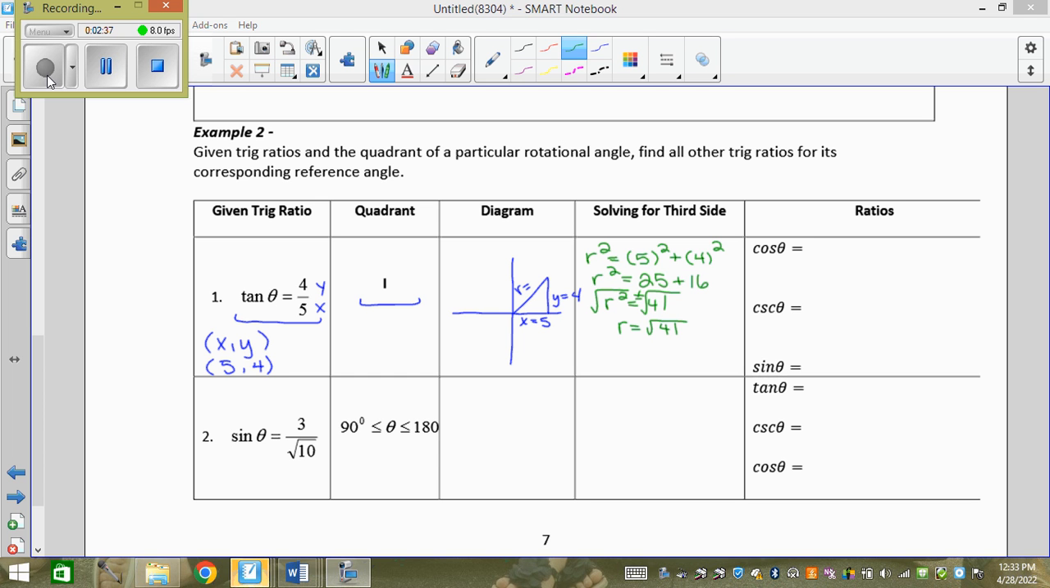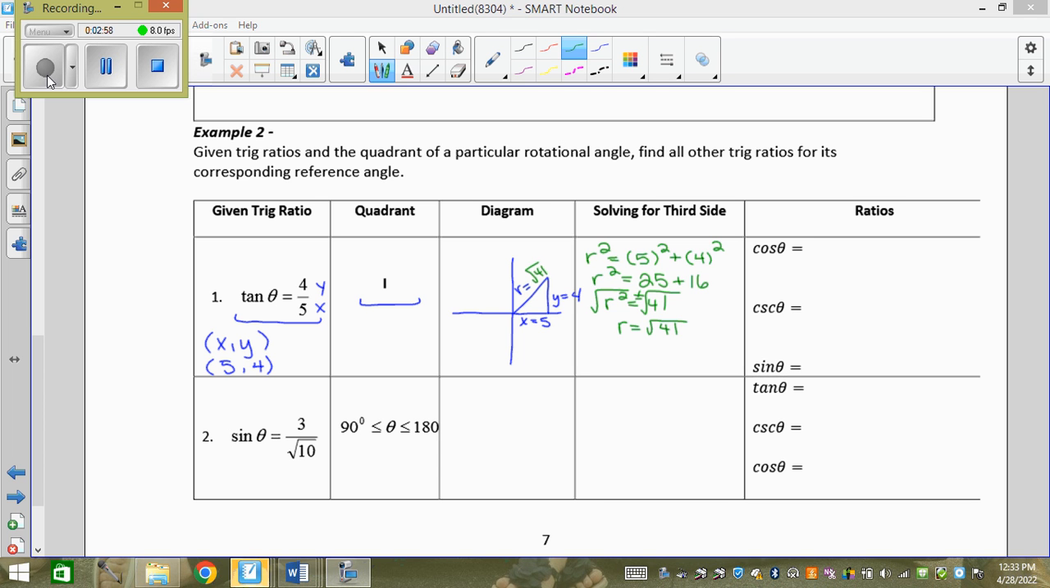Now, if I can reduce the radical, I do. But can I reduce 41? No, it's a prime number. The only factors of it are 1 and 41, so it's not going to happen. So we have our three sides. We have x equals 5, we have y equals 4, and we have r equals root 41. And now, no matter what trig ratio I ask you for, you should be able to give it to me.